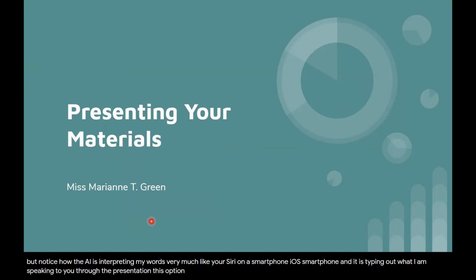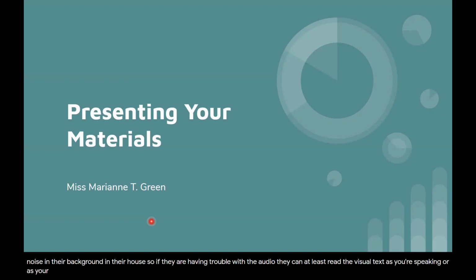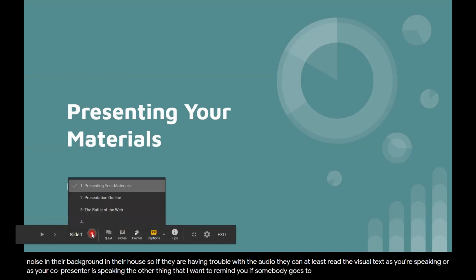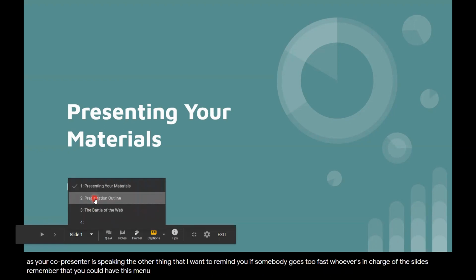This option is fantastic, especially for students who are in what we call ambient noise. They have a lot of noise in their background in their house. So if they are having trouble with the audio, they can at least read the visual text as you're speaking or as your co-presenter is speaking. The other thing that I want to remind you, if somebody goes too fast, whoever's in charge of the slides, remember that you could have this menu where you can go to the particular slides individually if you need to go back to them. Okay.